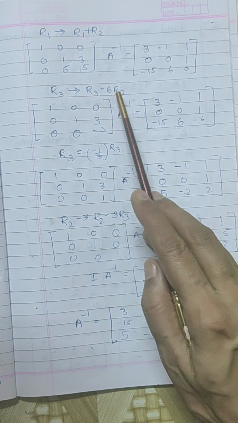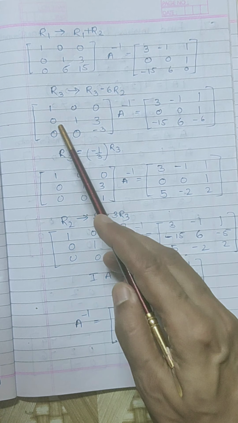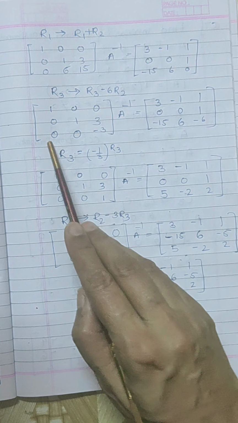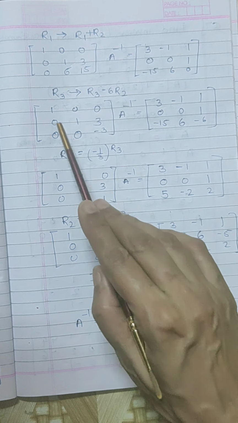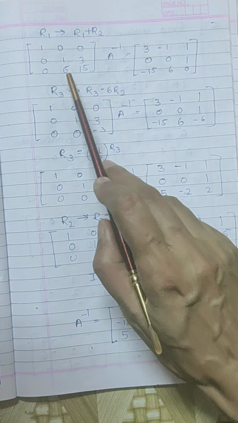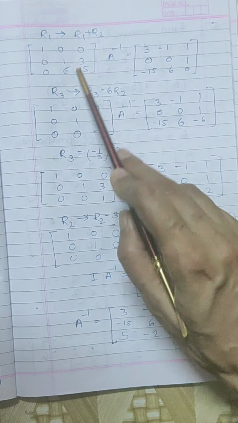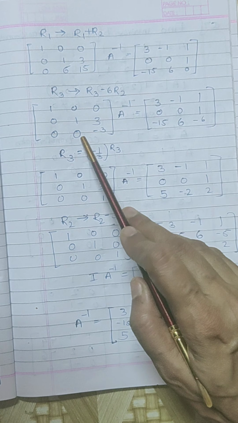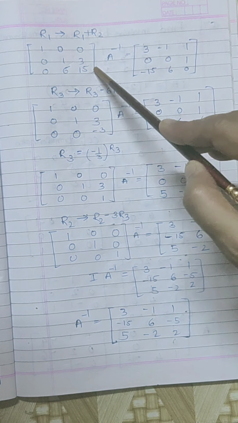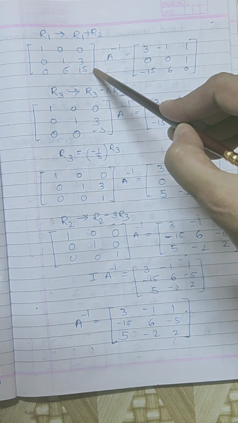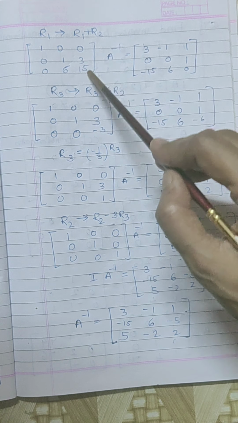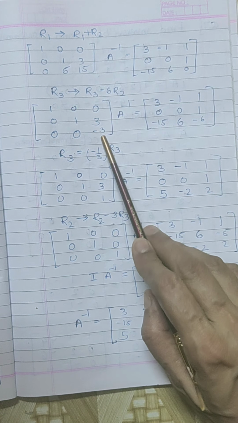Then R3 minus 6 R2. Here 0 is there, no change will be there. Then see, here 0 is there, no change will be there, and here also 0 is there. Now here 6 minus 6, it will be 0. Here 0, no change. And here R3 means 15 minus 6 into 3. 6 3s are 18. 15 minus 18 is minus 3.